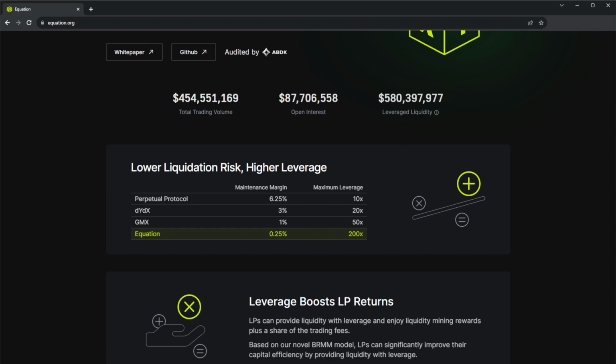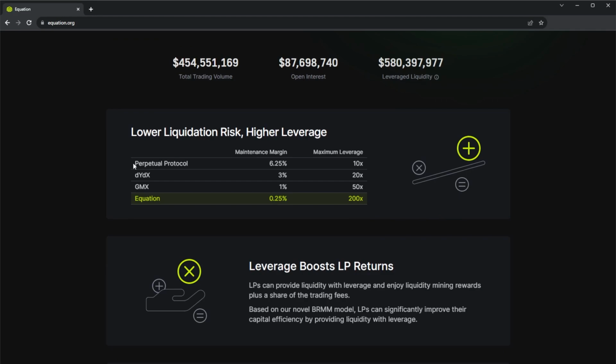So some of the benefits of Equation is lower liquidation risk with higher leverage. Compared to a standard perpetual protocol, the maintenance margin could be as high as 6.25%, where with Equation, it is just 0.25%. And the maximum leverage here, we can get all the way up to 200x.